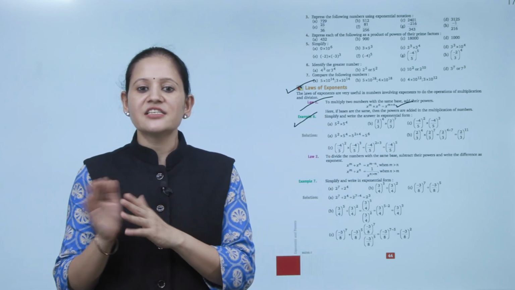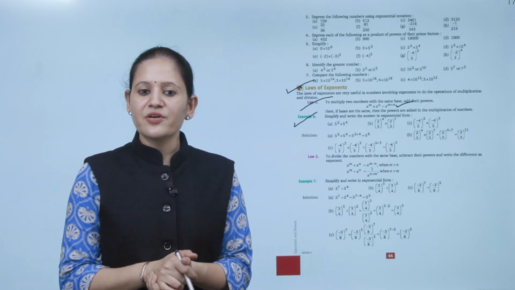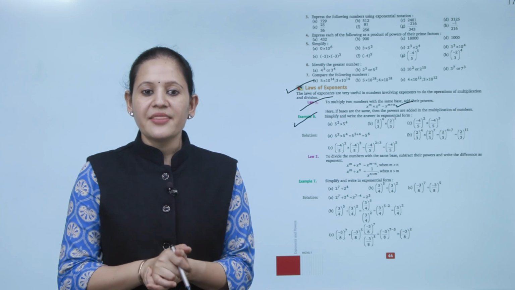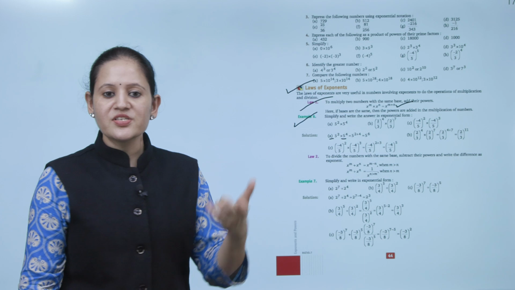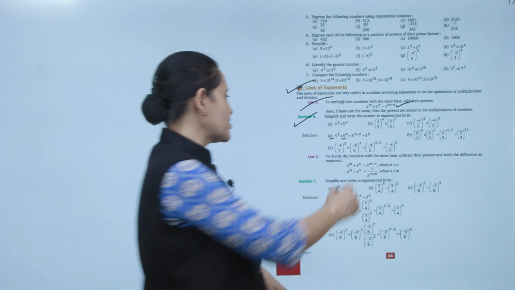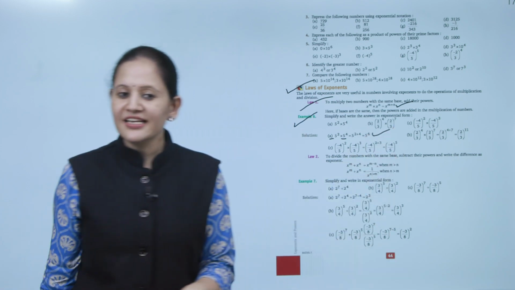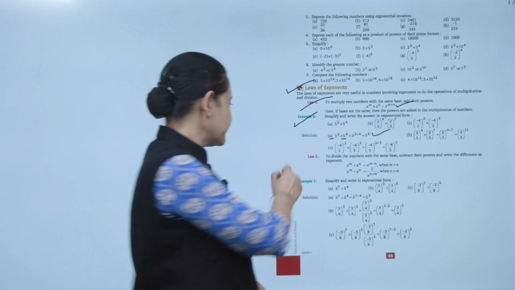Simplify and write the answer in exponential form. 5 to the power 2 multiplied by 5 to the power 4. The base is the same, so we'll add the powers. So 5 to the power 2 plus 4, that is equal to 5 to the power 6. Clear? Next, law 2.